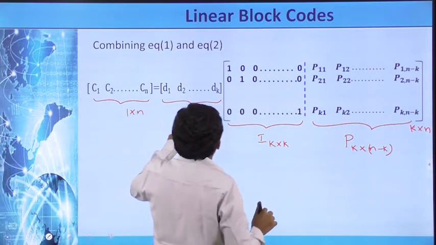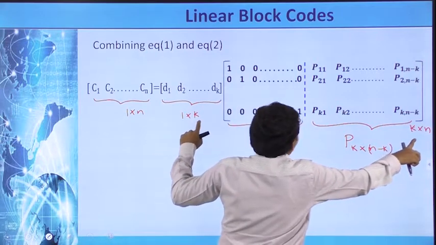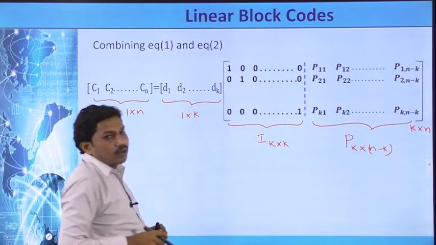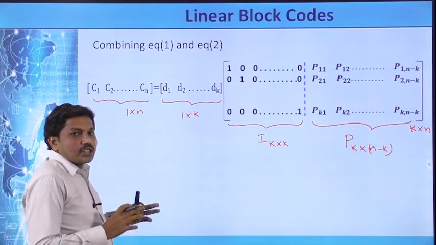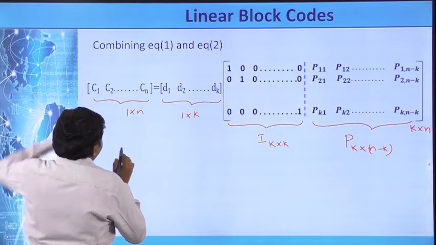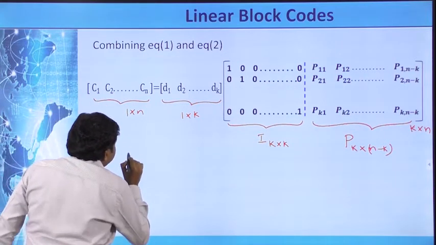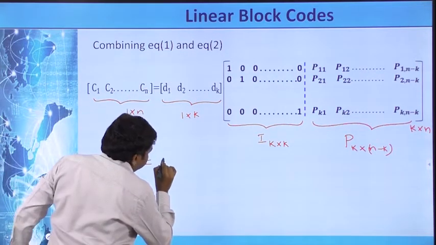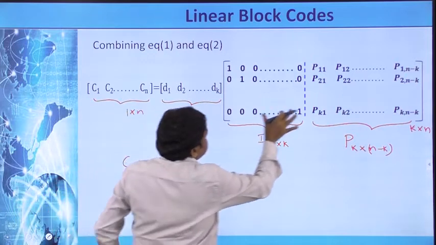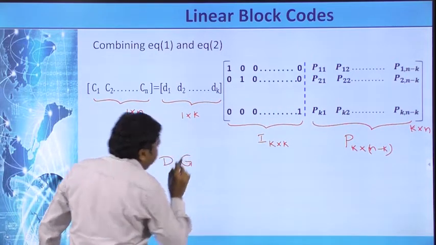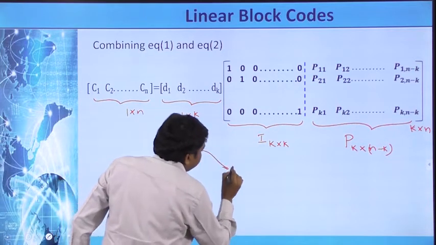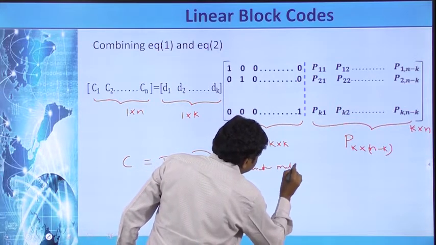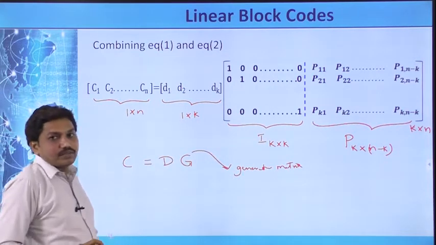So you can see here, this is 1 by k and this one is k by n. If you do the multiplication, you simply get 1 by n. We can represent this in a simplified way. This code vector or code word is represented with C, and this is nothing but the message bits, which are represented with capital D, and the rest of the matrix is G, where G is known as the generator matrix.